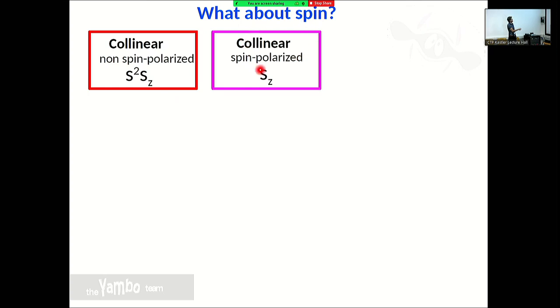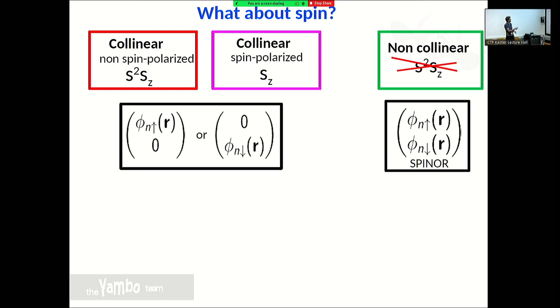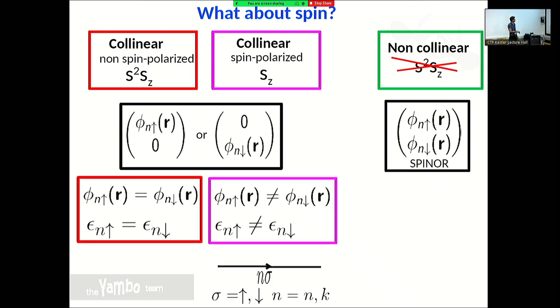You can have a magnetic system, but still without spin-orbit, and Sz is still a good quantum number. You will see that S square is a bit less a good quantum number. And then you can have the non-collinear case where you have spin-orbit and even Sz is not a good quantum number. In your DFT calculations, this ends up in the kind of wave function you have. In the collinear case, your spinorial wave function can be represented by that, and then you forget that it is a spinor. You just take either the up part or the down part. In the spinorial case, you deal with a full spinor.